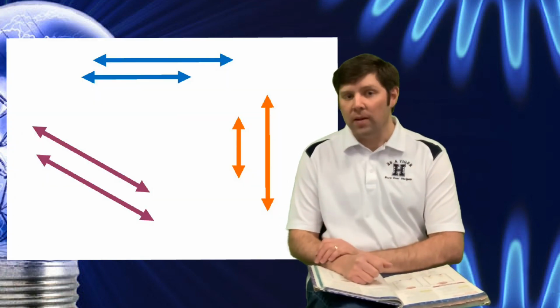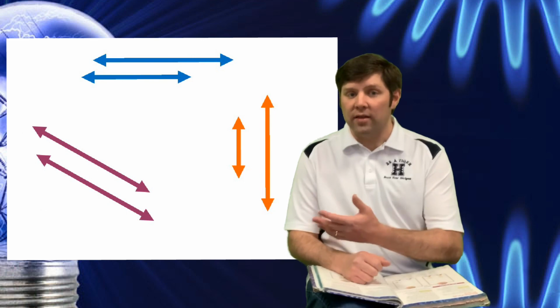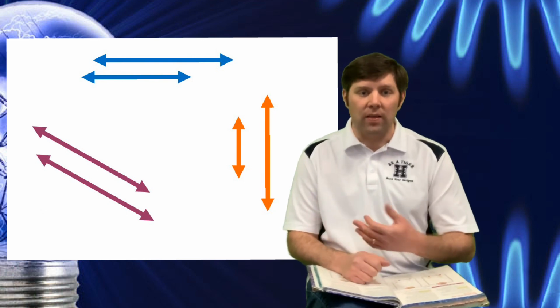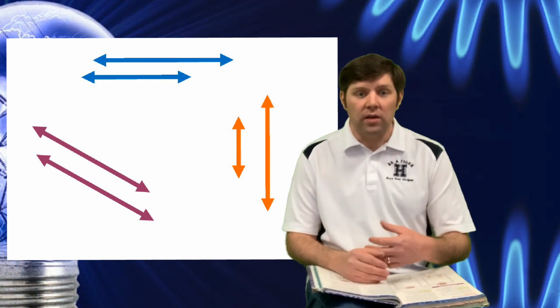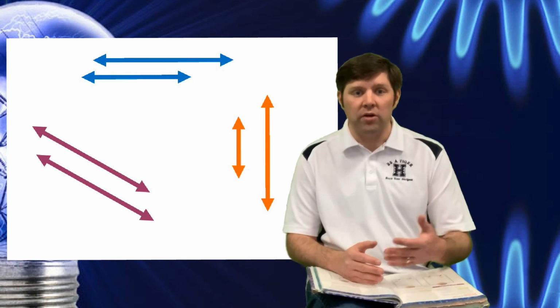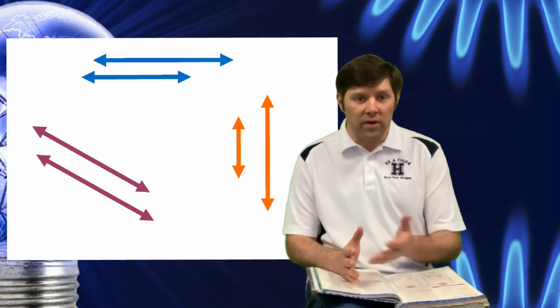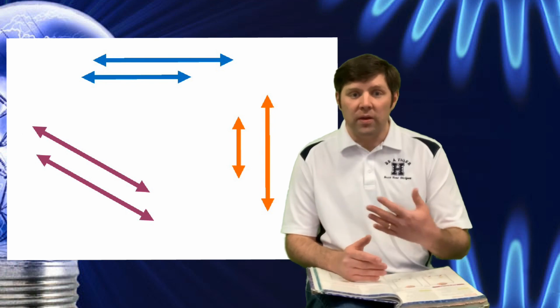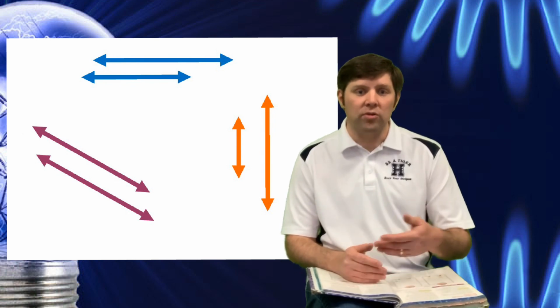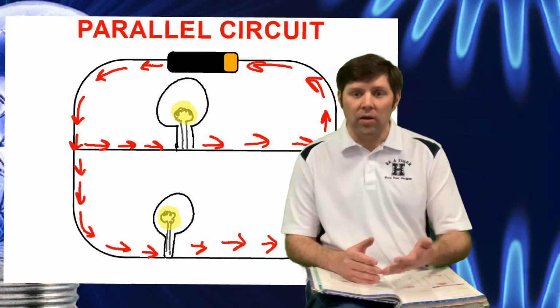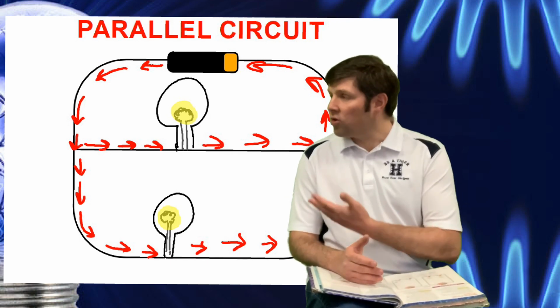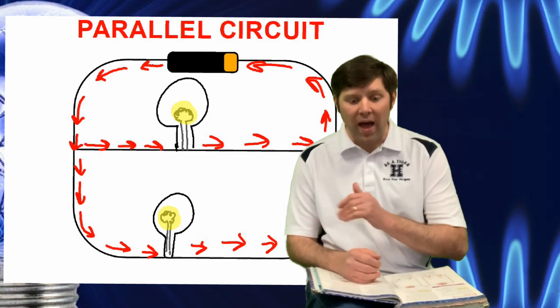Maybe you're familiar with the term parallel from math class. We talk about parallel lines. Parallel lines are lines that will never ever intersect. A line in geometric terms is a straight path of points that goes on forever in two directions. So even if these lines keep going forever, they're never going to cross over one another. So that's parallel. A parallel circuit has the two bulbs on separate paths.